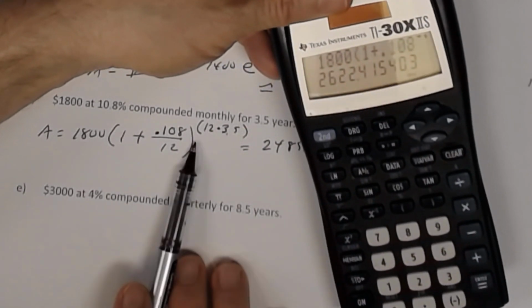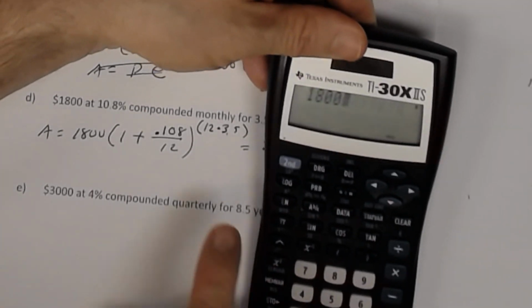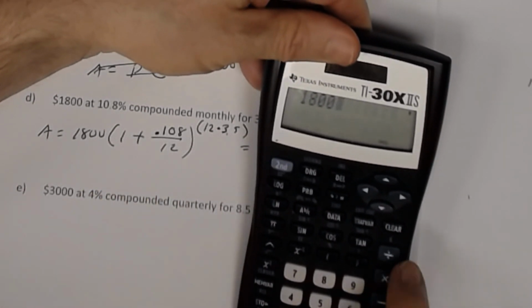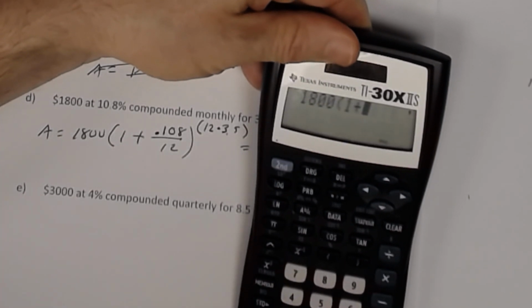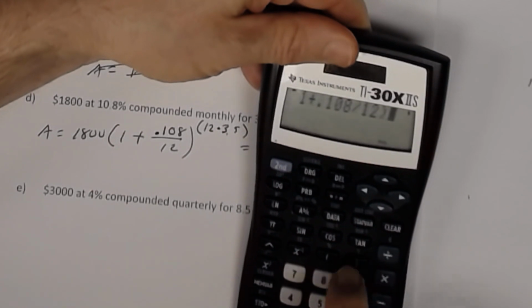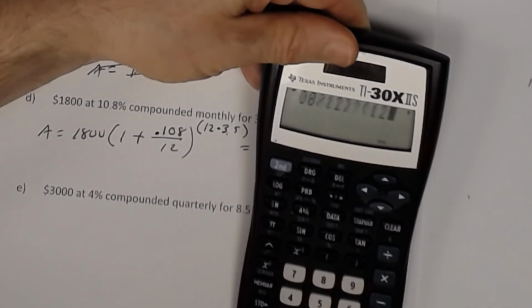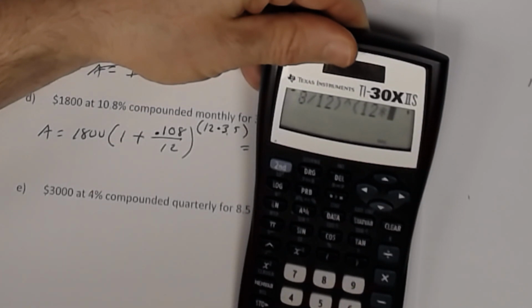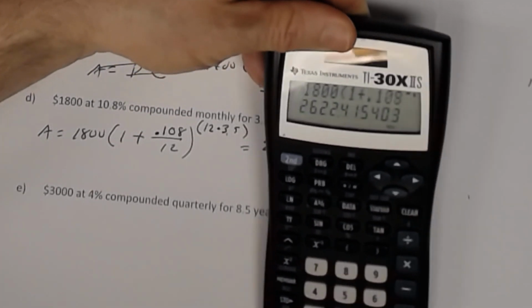So maybe I made an error here. So let's check that. So 1,800. So let's do it again. 1,800 times 1 plus 0.108 divided by 12, close the parentheses, raise to, and then 12 times 3.5, close the parentheses, press equal.